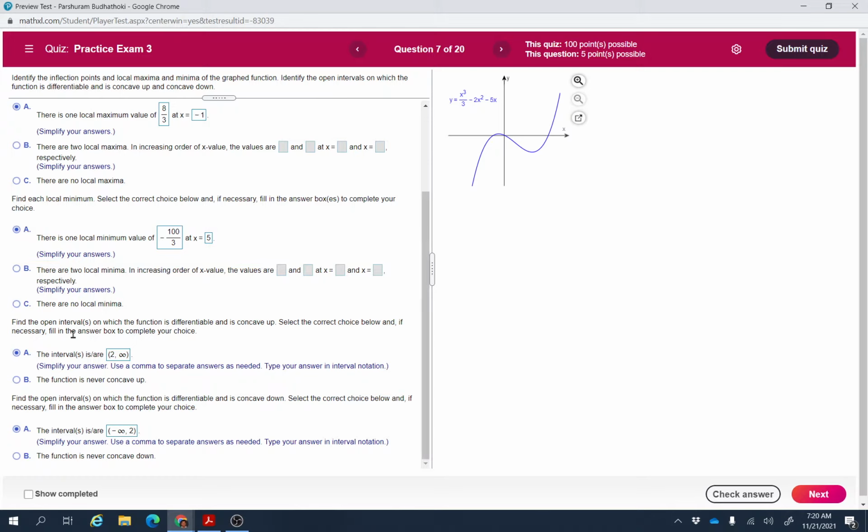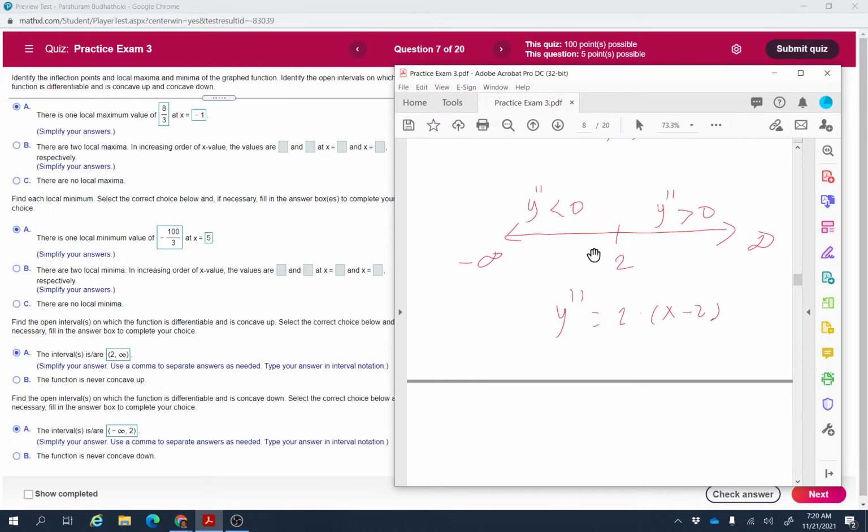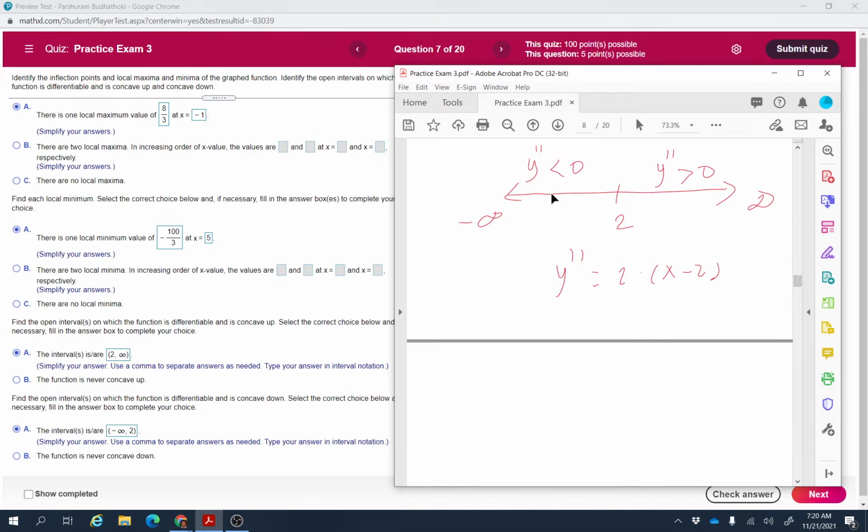So that's how I answer here. On the interval 2 to infinity, the graph is concave up. On the interval negative infinity to 2, the graph is concave down. So this 2, which is the inflection point, divides this domain where the second derivative is negative and positive. From there we can find out concavity. Second derivative negative means concave down on the interval negative infinity to 2, and from 2 to infinity, because the second derivative is positive, it's concave up.